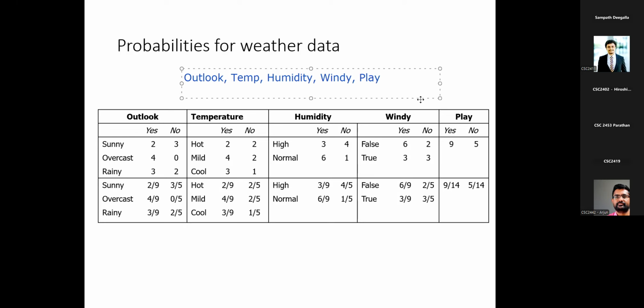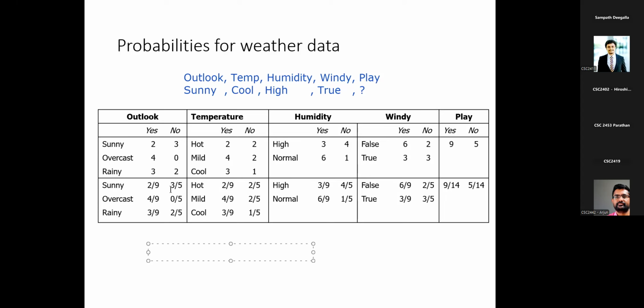So the values are outlook is sunny, temperature is cool, humidity is high, wind is true, and we need to identify the play. So this is what we do. We calculate the probability. Now look for sunny. So sunny for yes. Let me use green color for sunny, yes. So we calculate the probabilities.